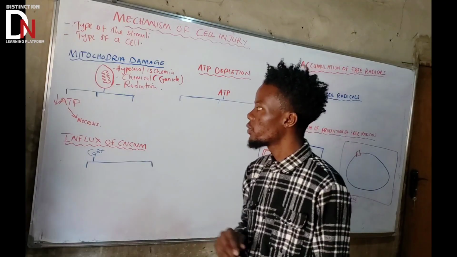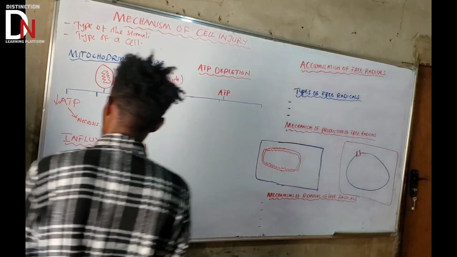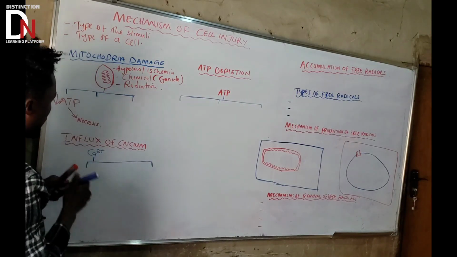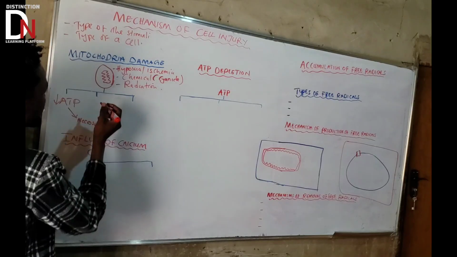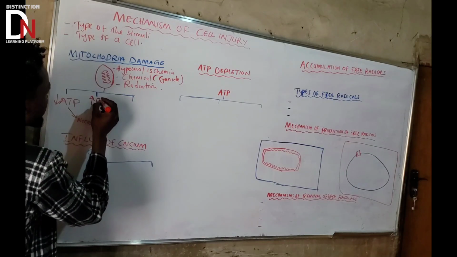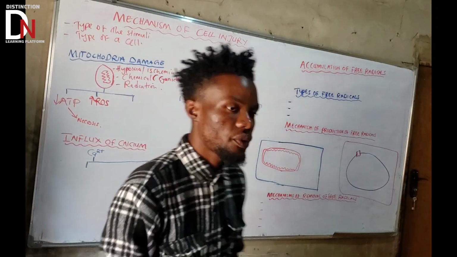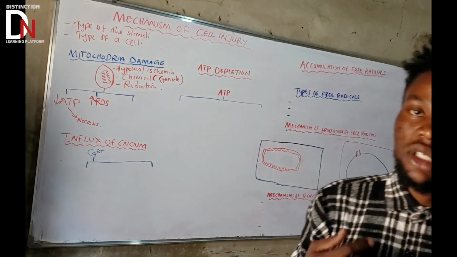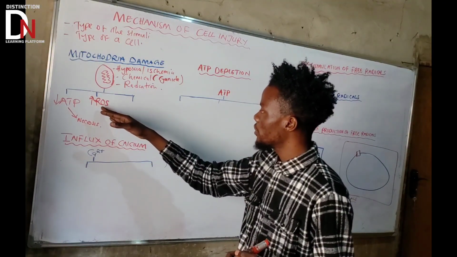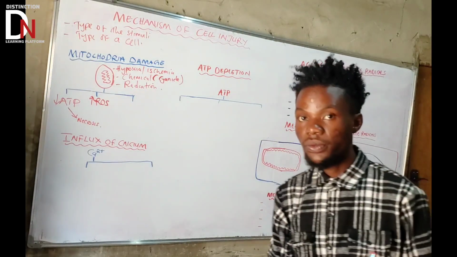If there is mitochondrial damage due to those causes, what's the second thing? The second thing is this one. So there will be accumulation of ROS, reactive oxygen species. And don't worry, we'll talk about reactive oxygen species here. Accumulation of free radicals, we'll talk about them. The types of free radicals, we'll talk about them.